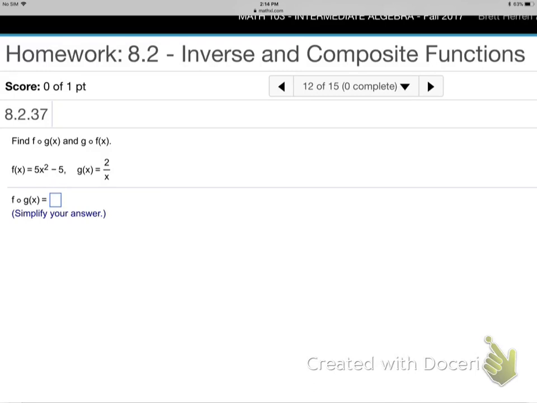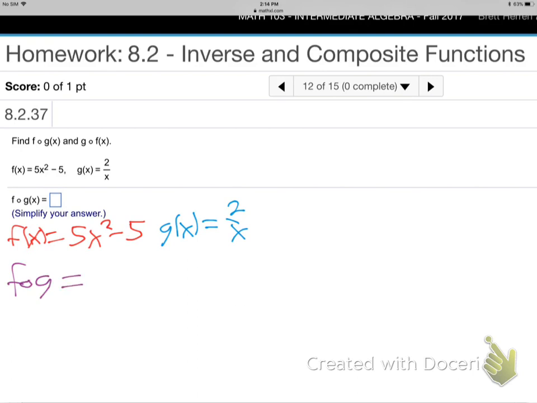So they're saying f of x equals 5x squared minus 5, and g of x is 2 over x. Okay, so this first one, they want me to find f of g. All right, can you find f of g on that one?